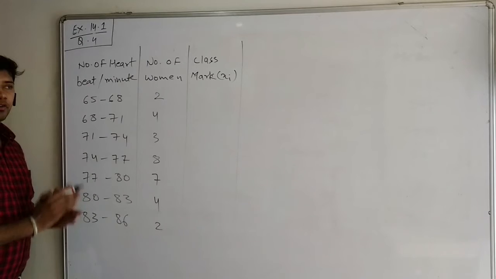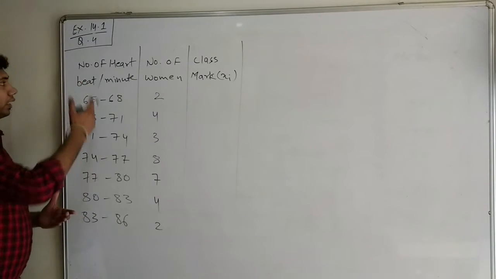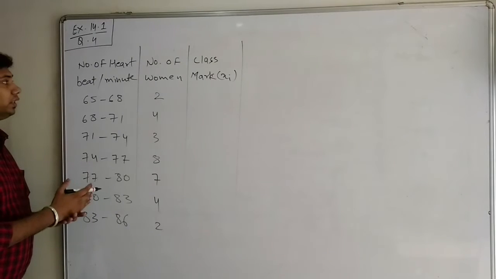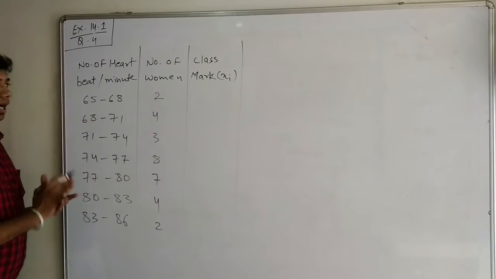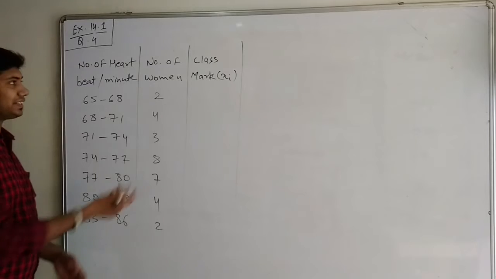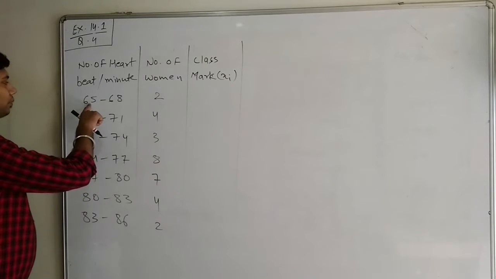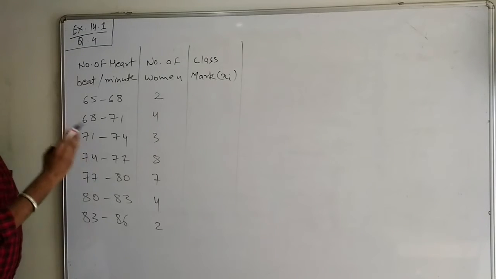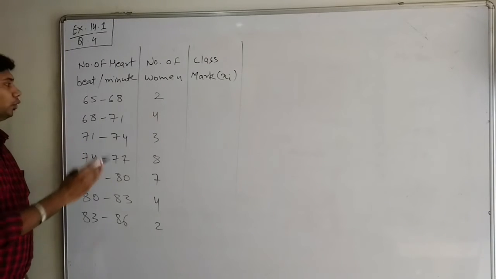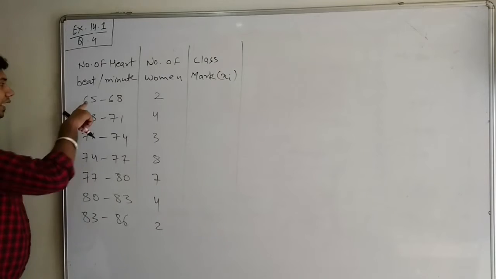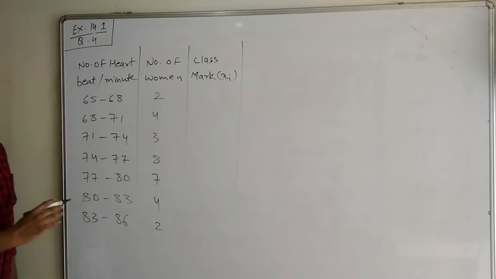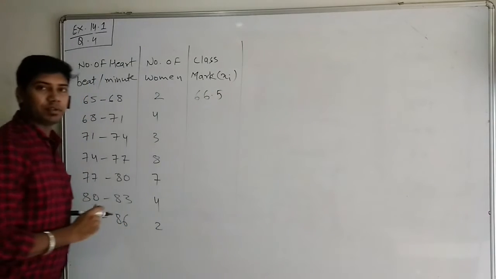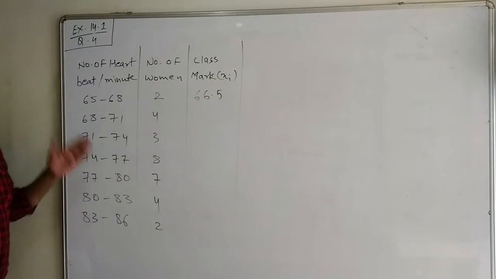In the next question, question number 4, the number of heartbeats per minute is given for 30 women and we have to find the mean value of heartbeat. Again, first step, find the class mark. Here, for the class 65 to 68, the difference is 3. So we divide by 2. So 3 divided by 2 gives 1.5. We add 1.5 to 65. So 65 plus 1.5 gives 66.5. Okay, so this is another method to find the class mark.